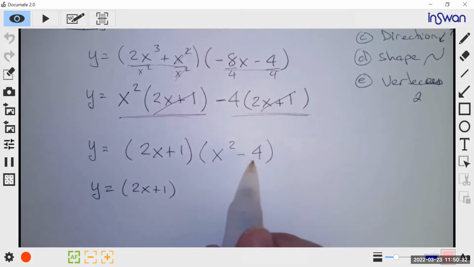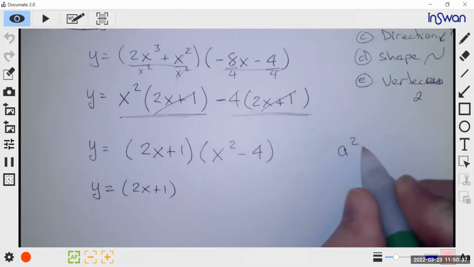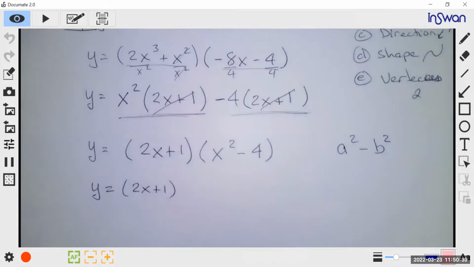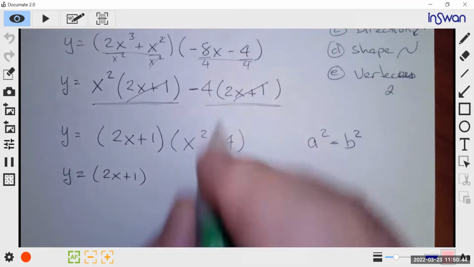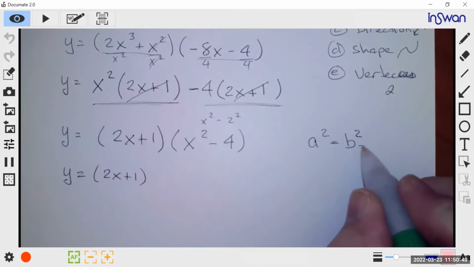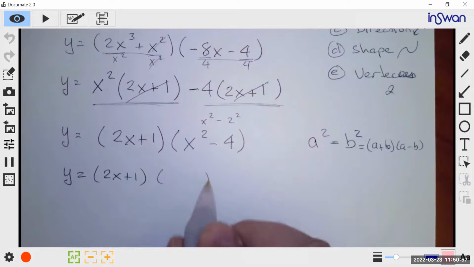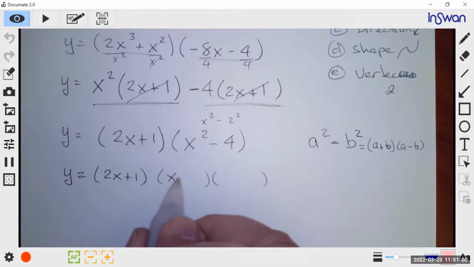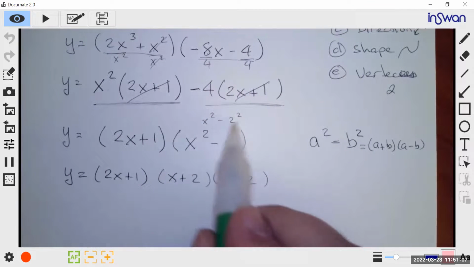Now, looking at the second one, we notice that it satisfies that condition. It's the difference of two squares, x squared minus 2 squared. And that one becomes a plus b, a minus b. So it's the same terms. Whatever's under the squares, x plus 2, x minus 2. It's the difference of two squares. Whatever's under the square goes inside the parentheses.